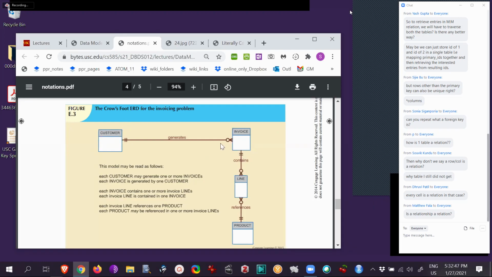So a customer can obviously generate many invoices, okay? Like throughout the last 20 years, I probably bought 100 different times from Amazon or more. Each is called an invoice: a customer, many invoices. If you look in any one invoice, you don't order just one thing, you order maybe 5 things. So one invoice can contain many individual items.